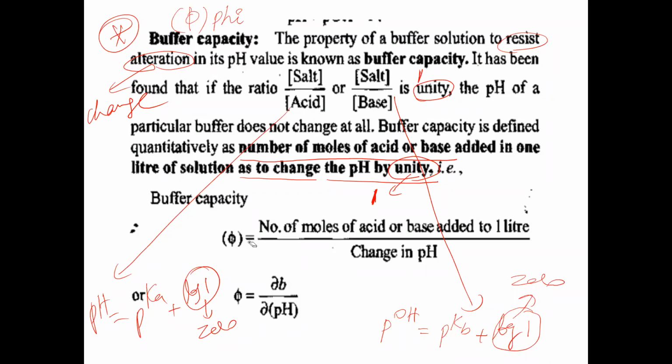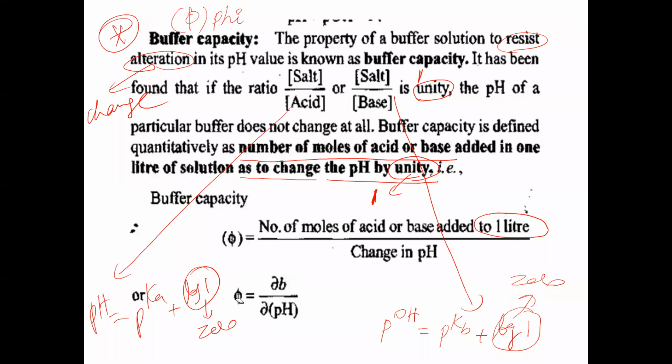So phi is equal to what? Buffer capacity is equal to the number of moles of acid or base added to 1 liter. This 1 liter you should not forget here. 1 liter of buffer. How many moles of acid or how many moles of base are added? Okay, number of moles of acid or base added to 1 liter of buffer solution divided by change in pH of the buffer solution.